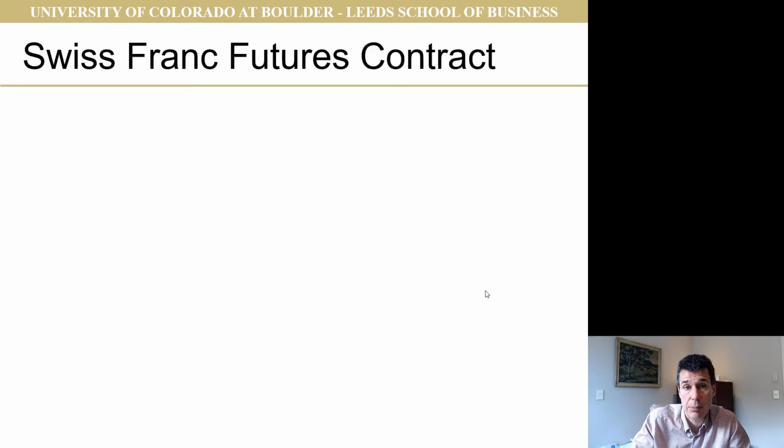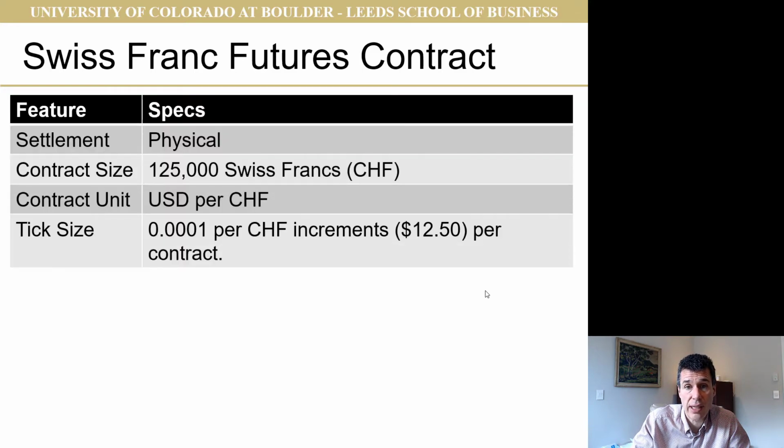So let's look at an example. So let's take the Swiss franc futures contract. So this is a physically settled futures contract. The contract size is for 125,000 Swiss francs. The units for the contract are dollars per Swiss franc. And again, CHF is an ISO code. It's a 3-letter code, stands for Swiss francs. And the tick size is 0.0001 per Swiss franc increment, and that's worth $12.50. So if we take 0.0001 times 125,000 Swiss francs, we find $12.50.